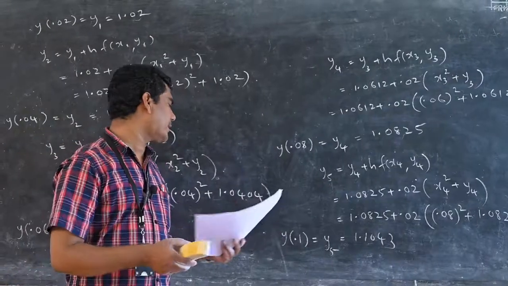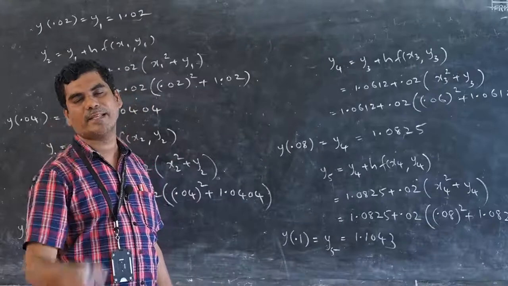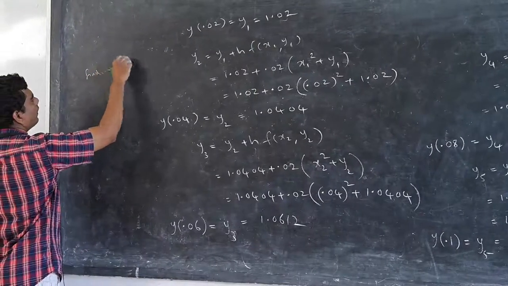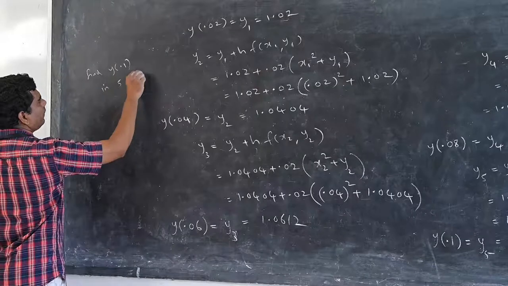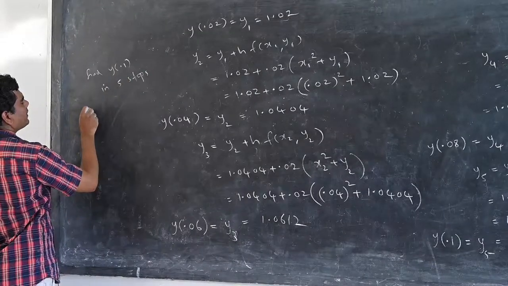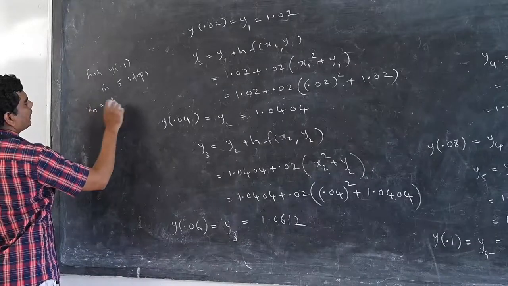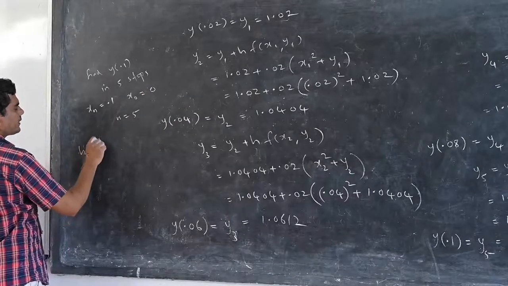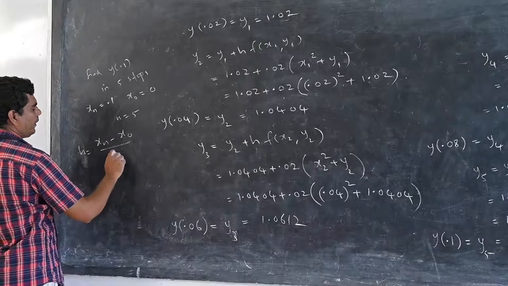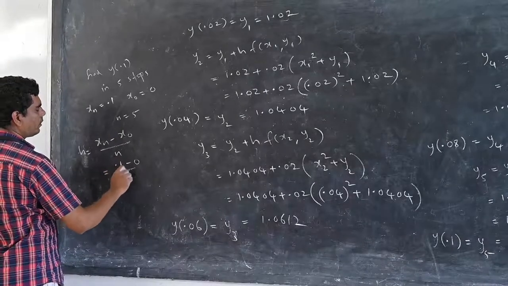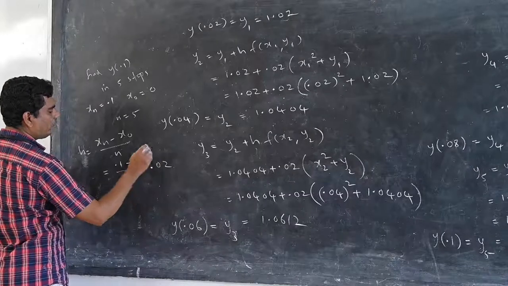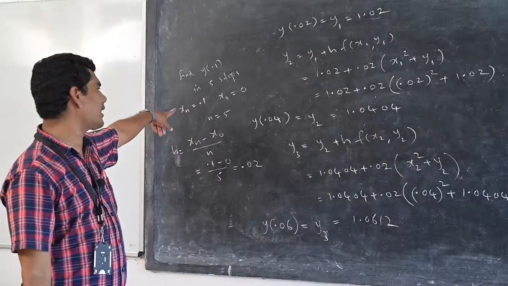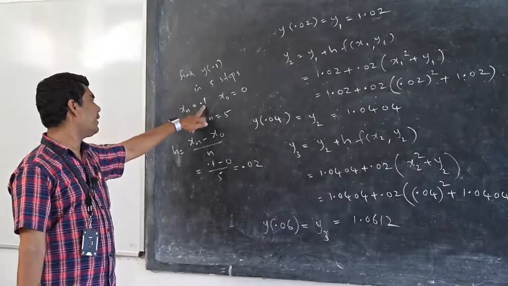Consider the same question, where h is the value of the step. Find y of 0.1 in 5 steps. Then we choose xn is equal to 0.1. x0 is given as 0, n is equal to 5, and h is equal to xn minus x0 divided by n. 0.1 minus 0 divided by 5 is equal to 0.02. The number of steps is the same. Now, we have to reach the 5th step, 0.1.